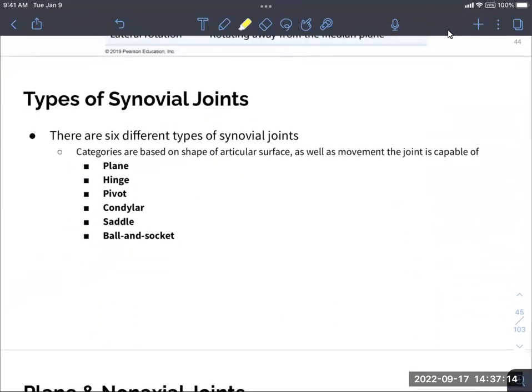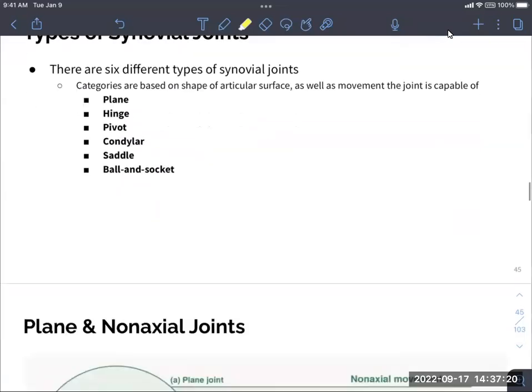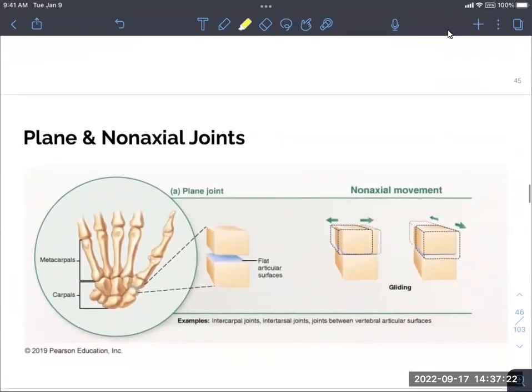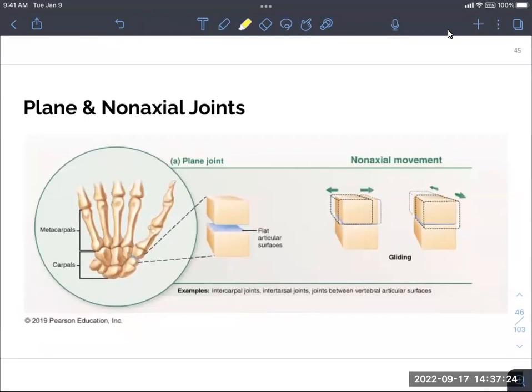So let's look at the different categories or types of synovial joints. We have a plane, which is a flat surface. This again is in your carpal bones, and they glide back and forth. So her plane, flat articular joints, and they just glide back and forth.